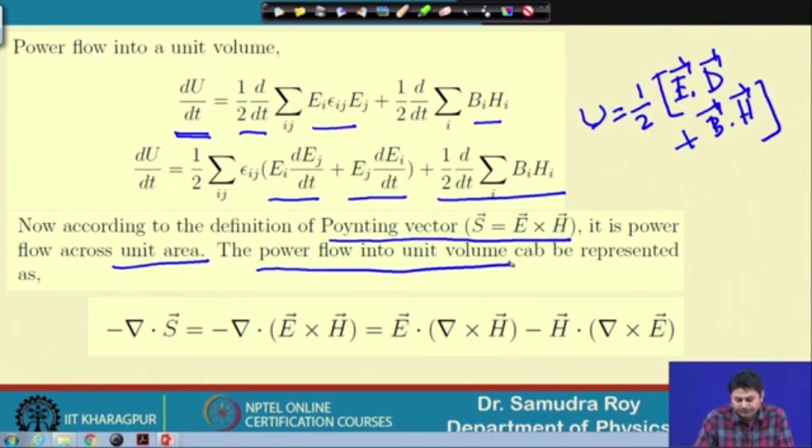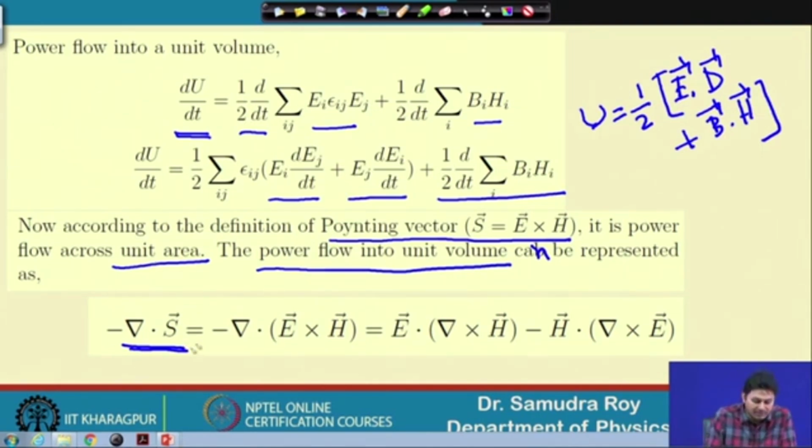So, what will we do? Here there is a mistake, so it should be written as such. We can take the divergence of S. That is the power flow into the system. The negative sign suggests that the power flow is inside the system. So, into the volume, if I calculate the power flow, I need to do these things.